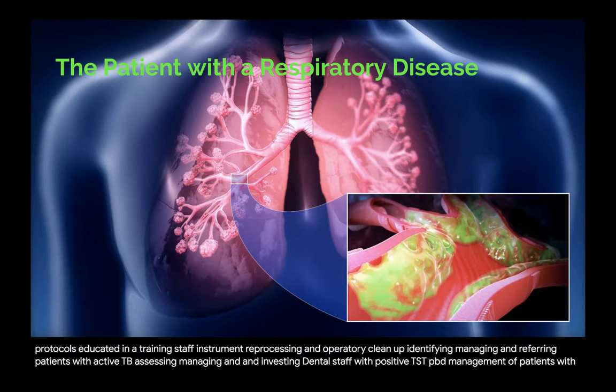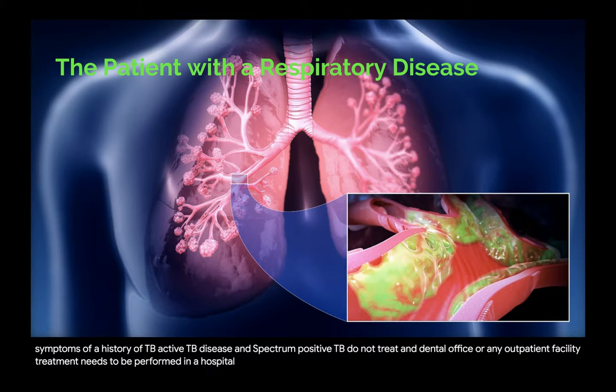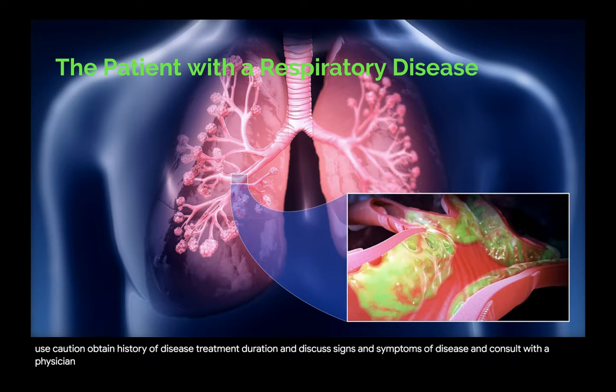Management of patients with symptoms or a history of TB. Active TB disease and sputum positive TB: do not treat in a dental office or any outpatient facility. Treatment needs to be performed in a hospital with appropriate isolation, sterilization, and engineering controls. History of TB: use caution. Obtain history of disease, treatment duration, and discuss signs and symptoms of disease, and consult with physician before the treatment.